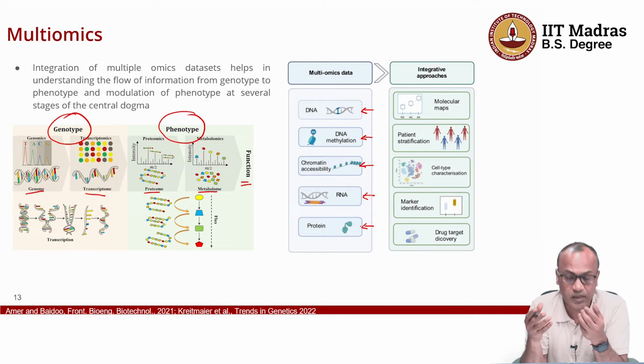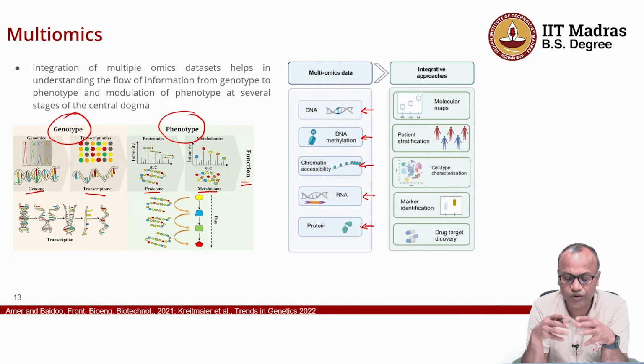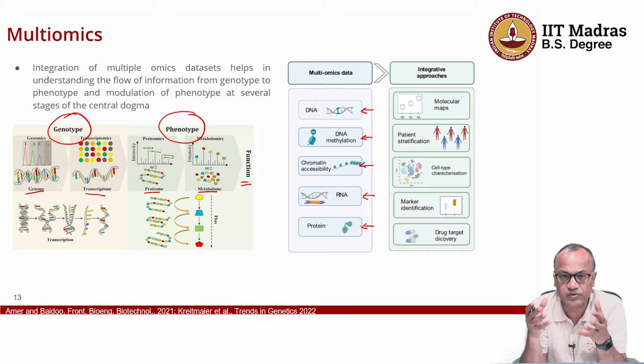It also helps in cell type characterization. This is something that we will discuss a bit later, because if you think of liver as a tissue, liver is not just one kind of cell. There are multiple different kinds of cells in liver, and by doing these multi-omic data analytics, you can actually stratify a particular tissue into different cell types.